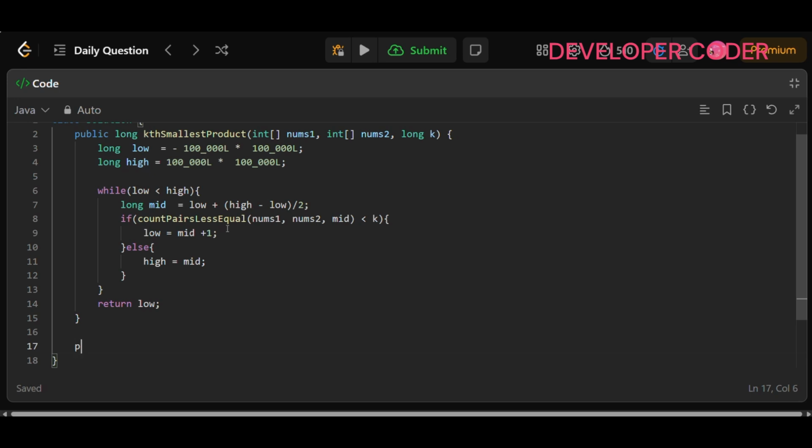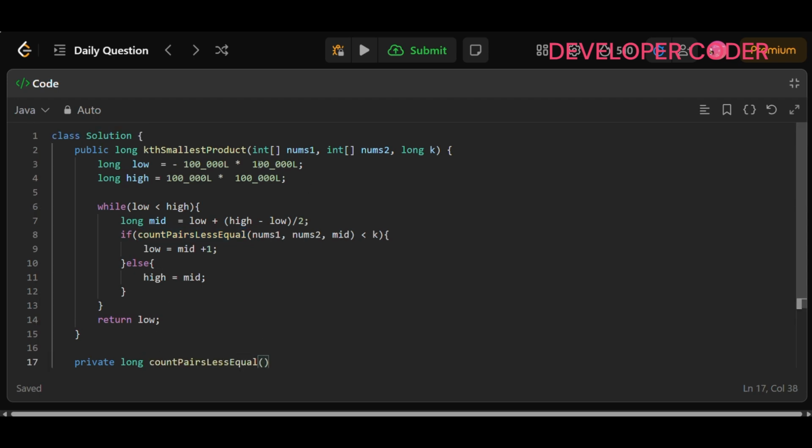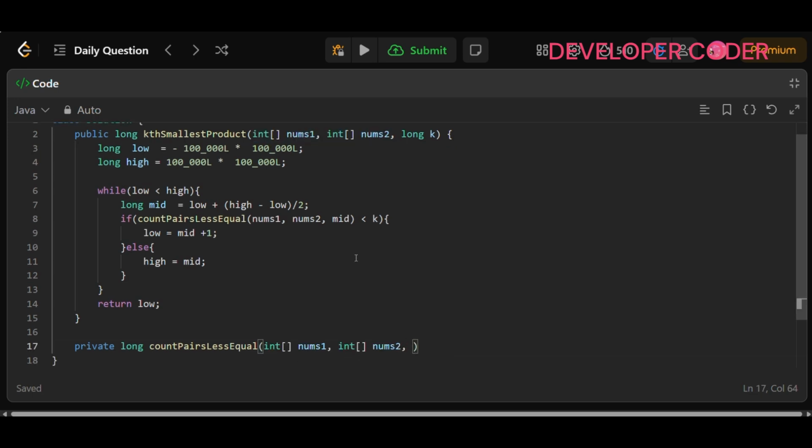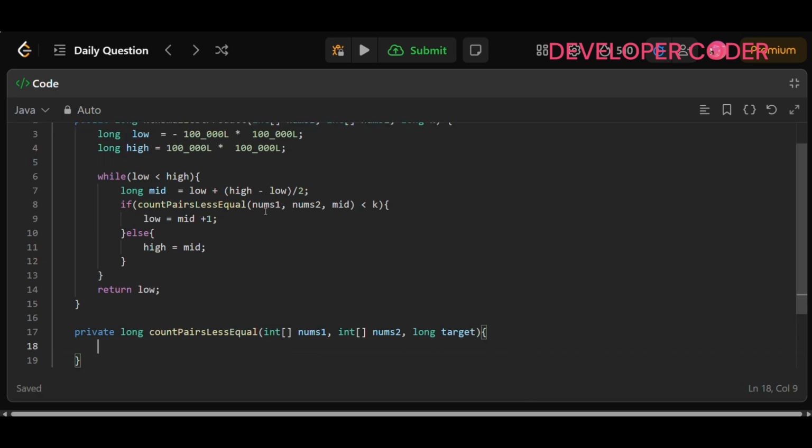So for this, first let's write one method, private long countPairsLessEqual, and here just pass your values: nums1, nums2, and then after that just pass mid. You can say this is nothing but your target, which you are going to check. So now inside this, let's understand what is going to happen. This is very simple.